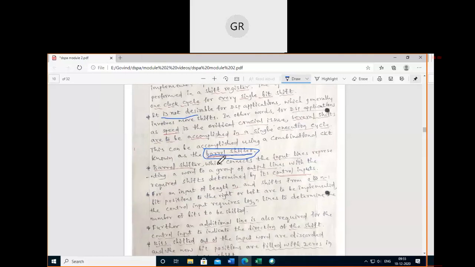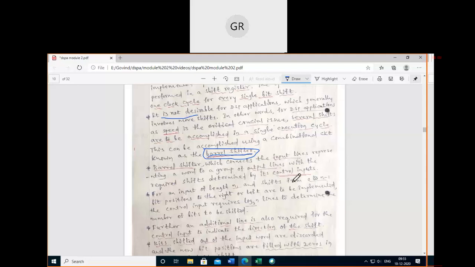The barrel shifter connects the input lines representing a word to a group of output lines with the required shift determined by its control inputs. Later we'll discuss the block diagram of the structure of the barrel shifter.